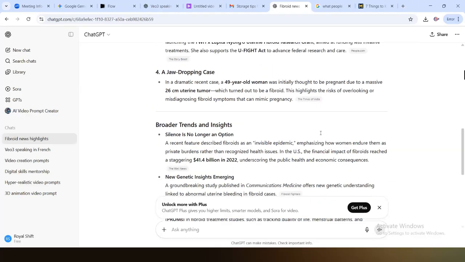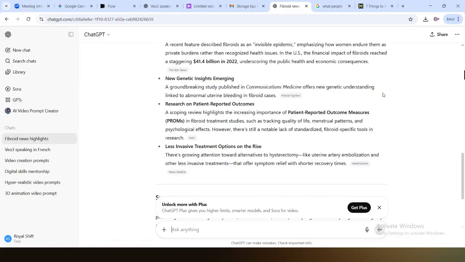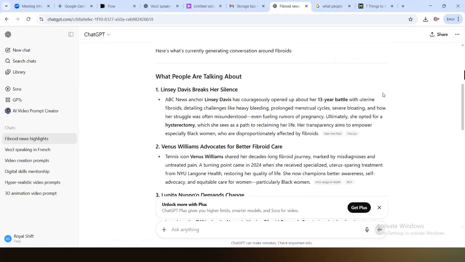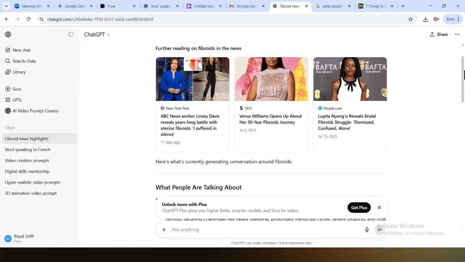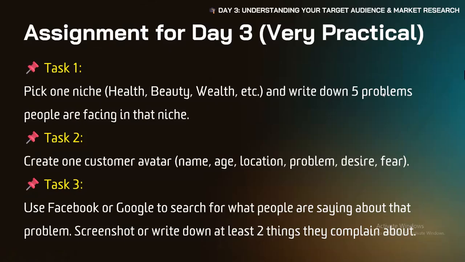So these are cases. So you can see, look at the statistics that said the financial impact of fibroid reaches a staggering $41.4 billion in 2022, underscoring the public health economic consequences. You can see all of this research will give you a direction, like, yes, you need to start talking about all of these things. And you major focus on that, like, okay, a lot of cases are there on this particular thing, then it's very good for you to start going into it, educating people about it. Like anybody that is age 13 or 15 entering a puberty period, started having their menses, then definitely they need to start taking care of themselves to stay away from all of this.